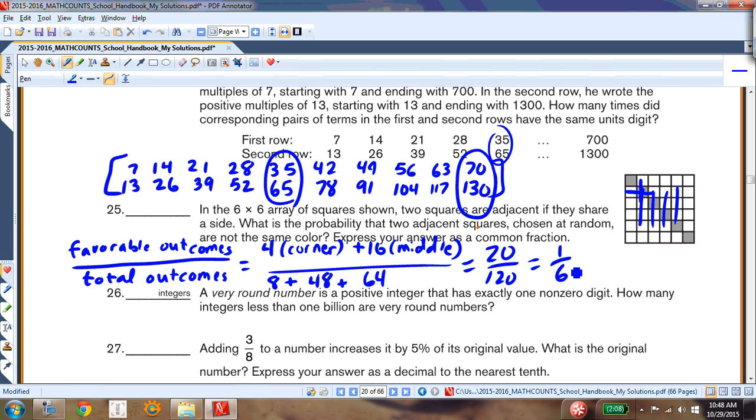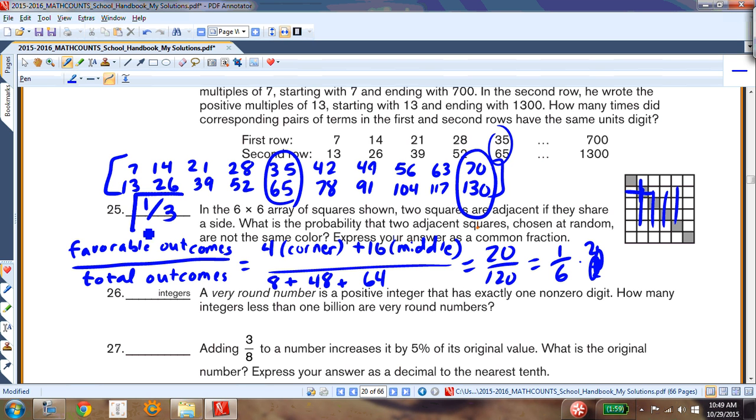But in each case, I've been double counting squares because I'm double counting the adjacent sides. So I was actually going to have a probability that's half this. Or rather, that's twice this. Excuse me, that's twice this. So my probability is going to be 1/3.